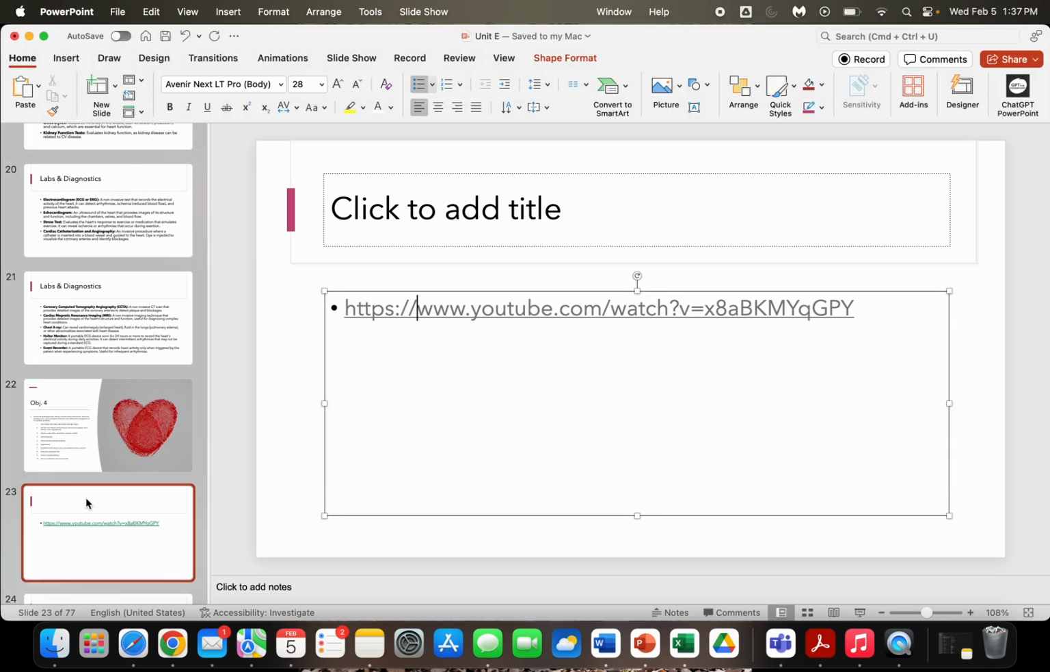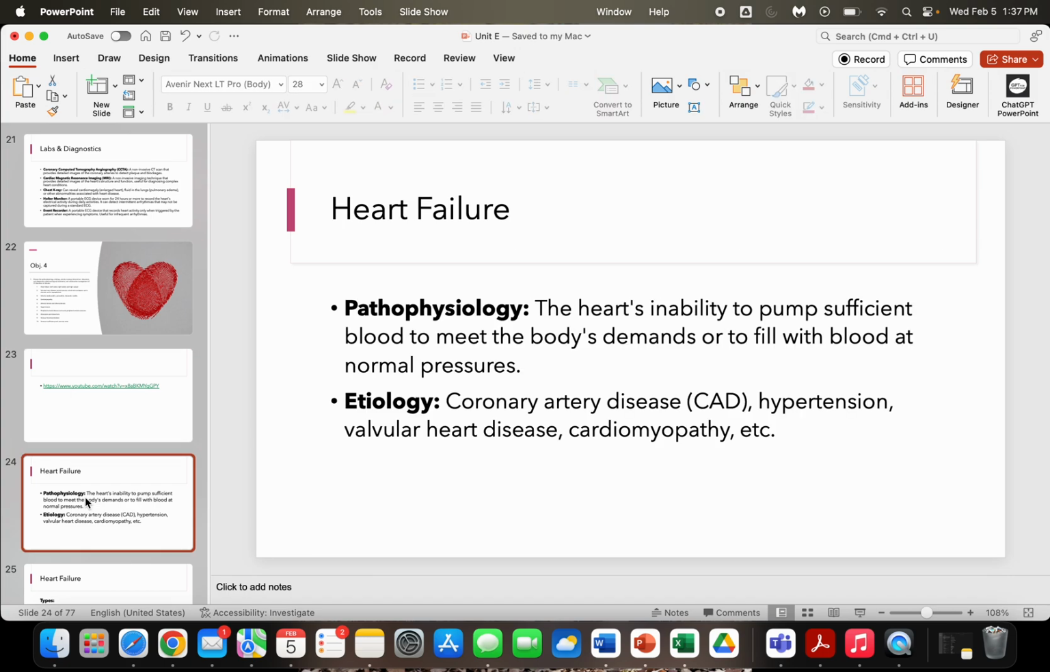So let's get back to our slide, and we'll talk a little bit about heart failure itself. Heart failure is the heart's inability to pump sufficient blood to meet the body's demand. It cannot beat fast enough, or it cannot carry enough blood, or it cannot compensate, basically, if we're stressed, to carry out the function that it needs to.